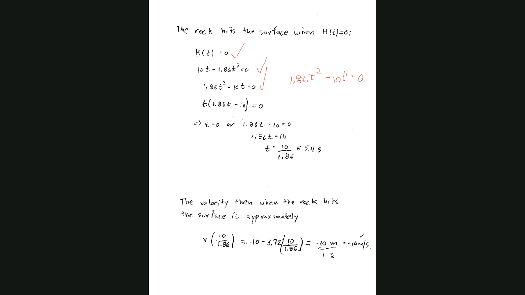Okay, now this is just an aside here, but when we get to 10.86 t squared minus 10t equals 0, sometimes students want to divide by the variable. If you divided by the variable, you would get 1.86t minus 10 equals 0. But is this allowed? Is this approach allowed?